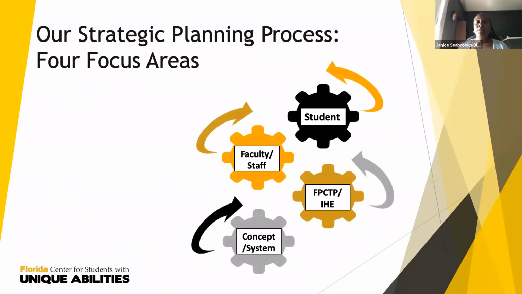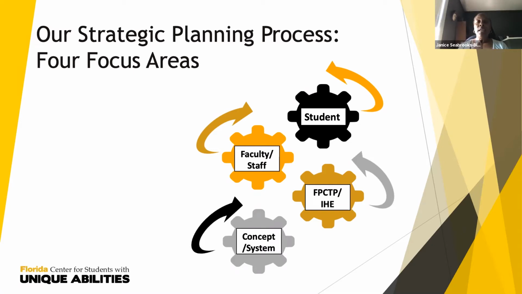The strategic planning process focuses on four areas. We look at a domain under student, and that helps the teams think about who our students are, what they bring, and what we need to consider as they're working in a post-secondary setting. How do we plan to make sure that our students can be in an inclusive environment? So thinking about the students we're inviting and how to integrate them in an inclusive post-secondary education setting.